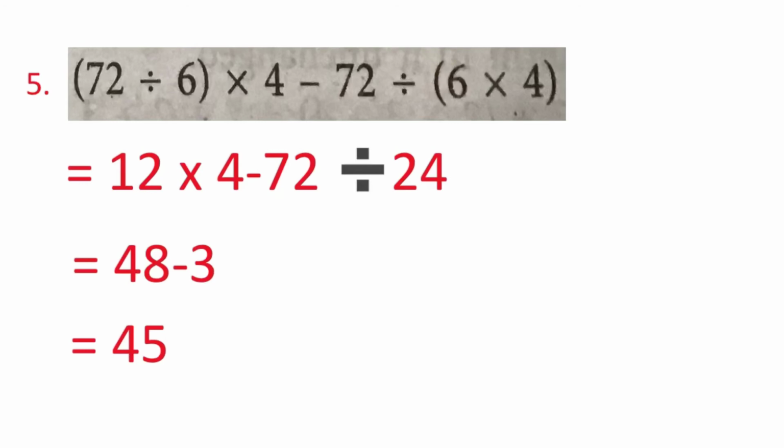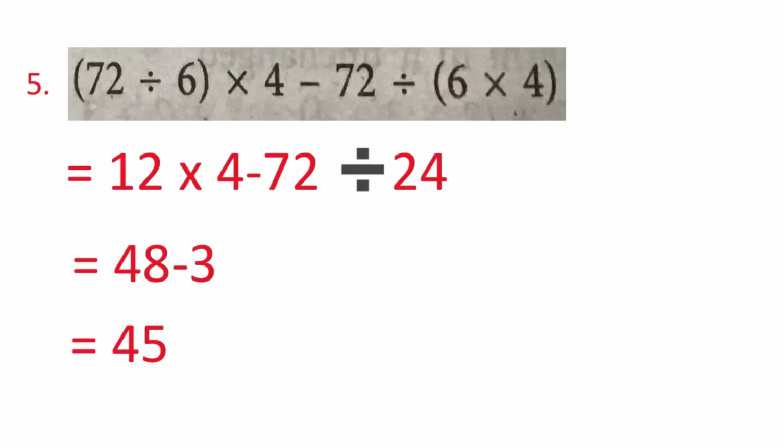Hello my dear kid, this is a very simple problem. Let's do it together. Okay. So we have got two brackets here, and division and multiplication. First start with the first bracket. 72 divided by 6 in the first bracket. Can you please tell me what is 72 by 6? 72 by 6 is 12.